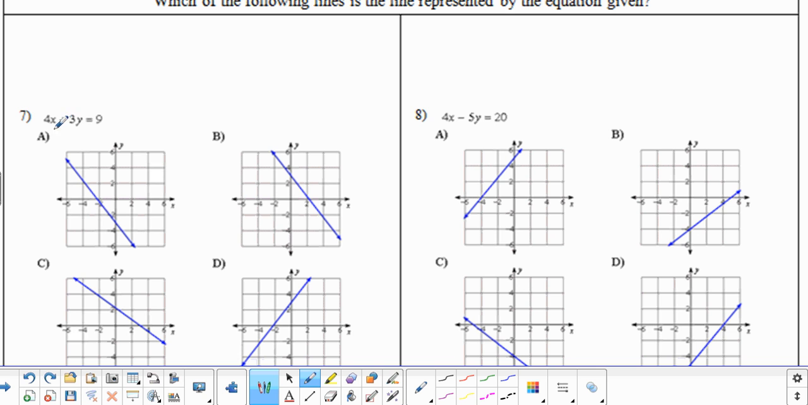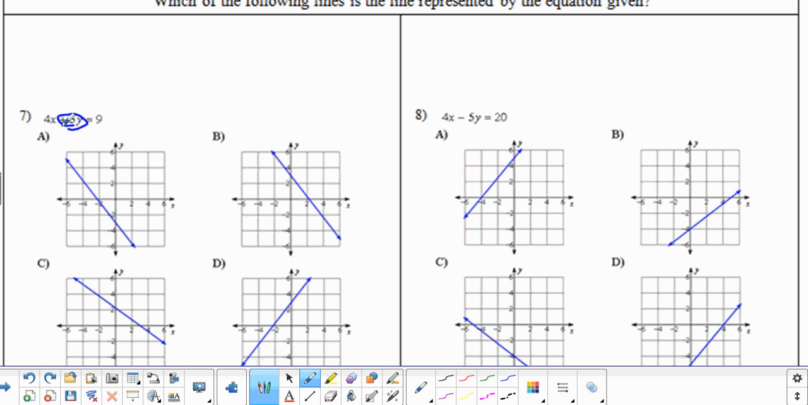So if you look at problem 7, this is our equation that's given to us originally. We need to see which of these linear graphs matches the equation for that line. So the first thing we need to do in order to do this simply is to convert this to slope-intercept form. And this is just like those ones that we were just doing. So I'm going to very quickly go through this process in the same way that we just did.